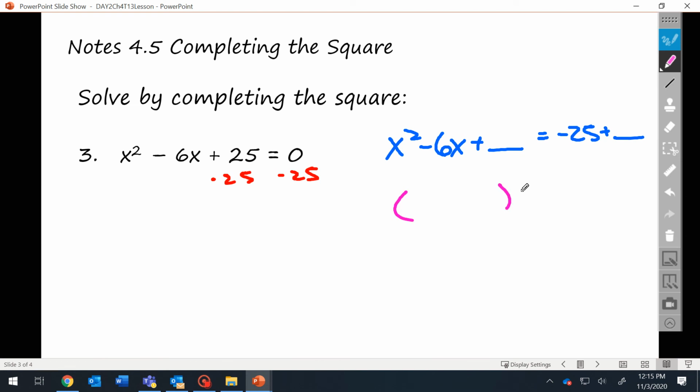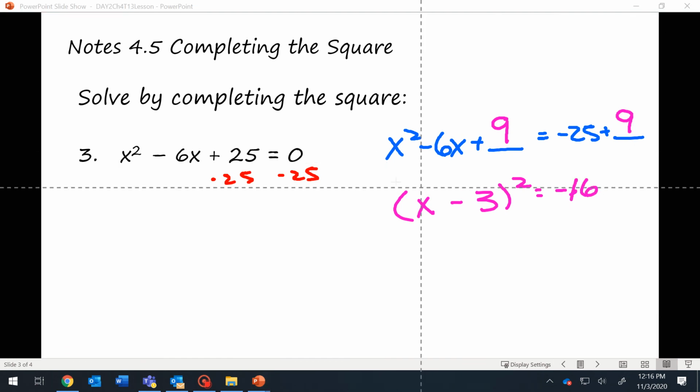We know that the left side should become a perfect square. It should be x and then half of negative 6, so negative 3. Which means that this number here should be negative 3 times negative 3, which is 9. And if I'm adding 9 here, I also have to add it here. So the right side becomes negative 25 plus 9, which is negative 16.